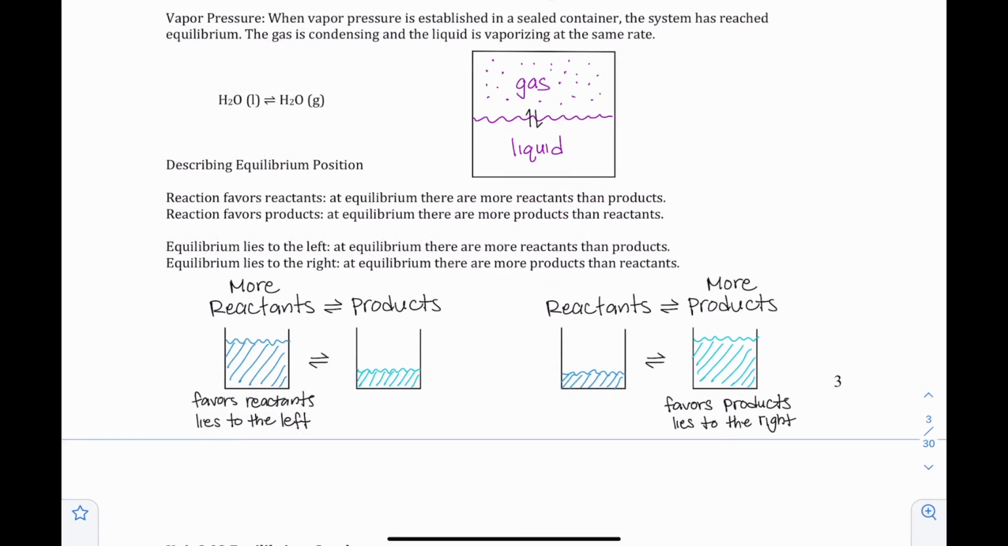When we say a reaction favors the products or lies to the right, what we mean is that at equilibrium, there's more products than reactants. And when we say that a reaction favors the reactants or lies to the left, it means that at equilibrium, there's more reactants than products.